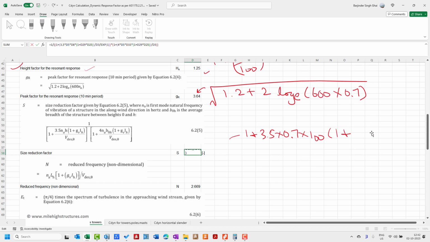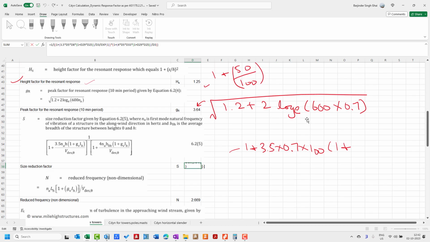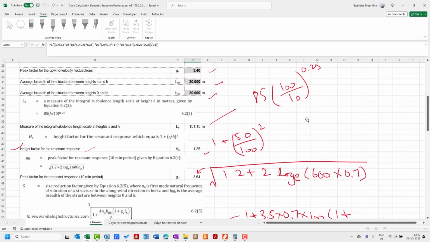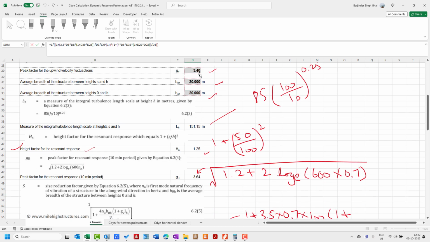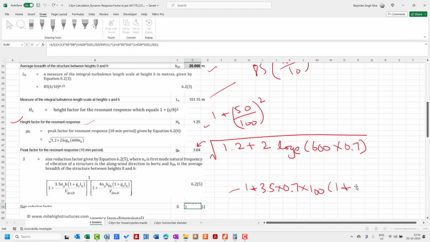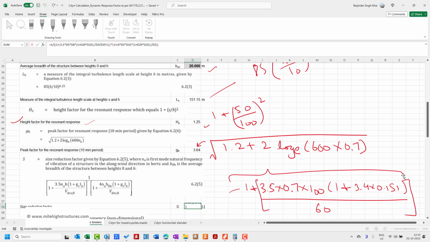Multiplied with 1 plus gv, that we have already calculated above, and ih also we have calculated. So gv here is 3.4, and ih is 0.151. So we can take it as 3.4 into 0.151, divided by V design theta. V design theta we have already considered as 60 meters per second. So this is the first term of the calculation of the size reduction factor.